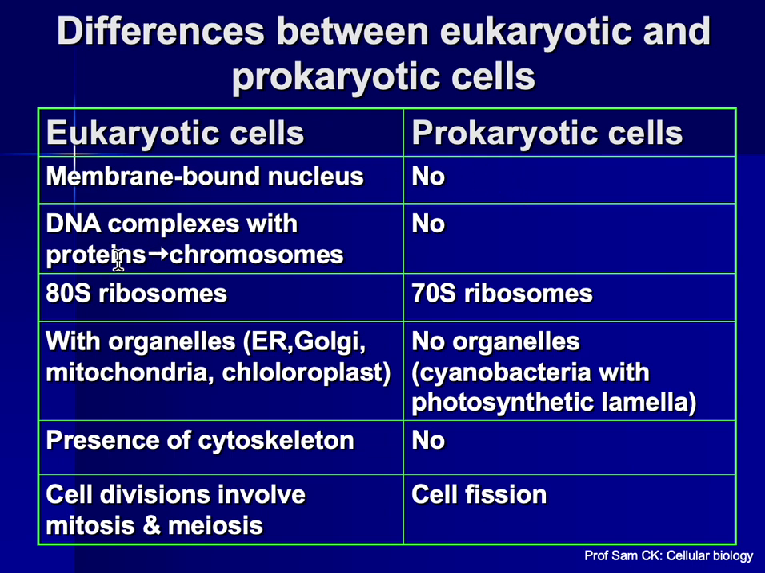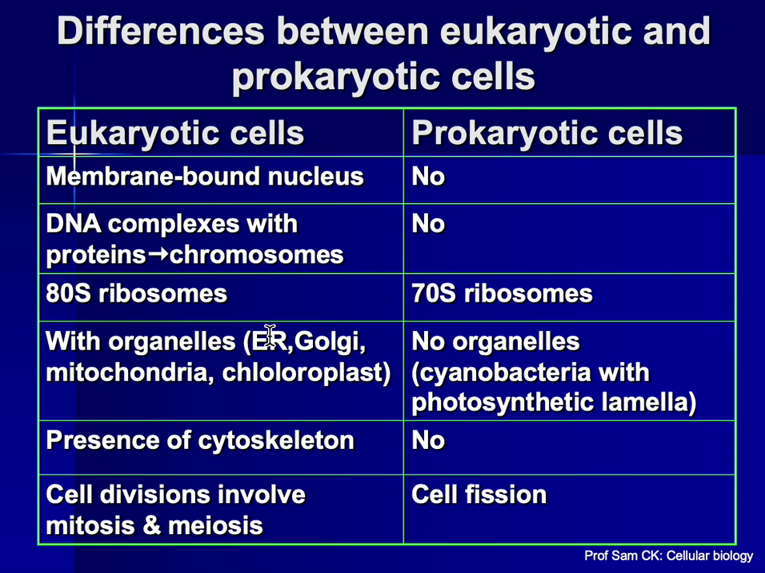And then the second one, DNA complexes with proteins to form chromosomes. In prokaryotic cells, you can see DNA, but the DNA is not associated with proteins, and you cannot see chromosome structure in the prokaryotic cells. The third one is the size of the ribosomes. The eukaryotic cells use 80S ribosomes, while the prokaryotic cells use 70S ribosomes.